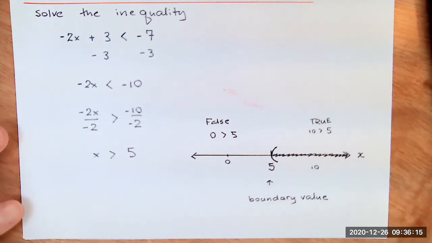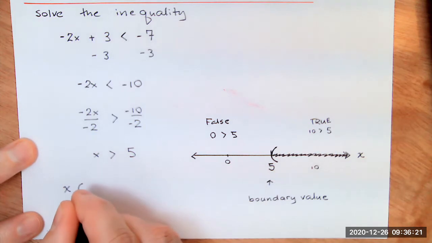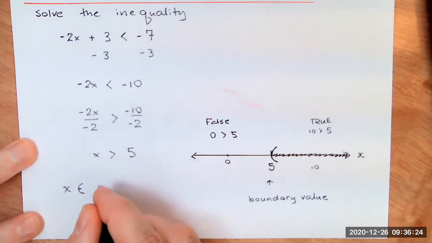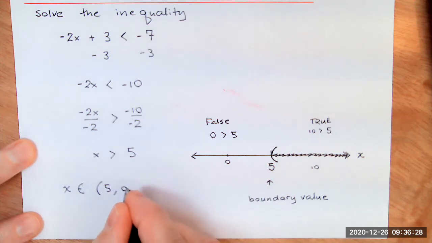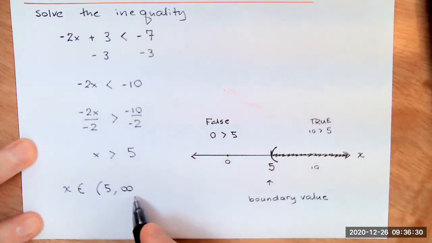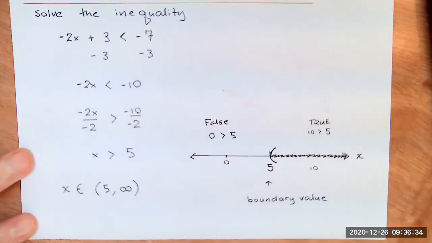And then if you want to write the solution set in interval notation, you would write x as an element of the set from 5 to infinity. And infinity is a concept, not a particular number, so it always gets a curved parenthesis.